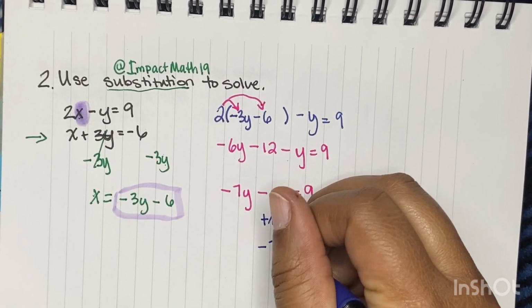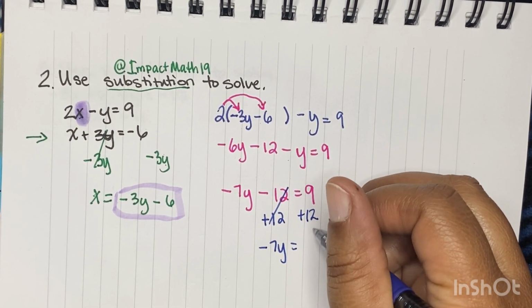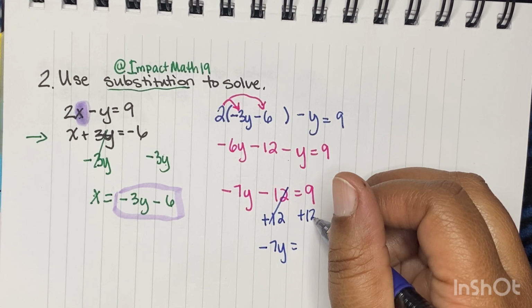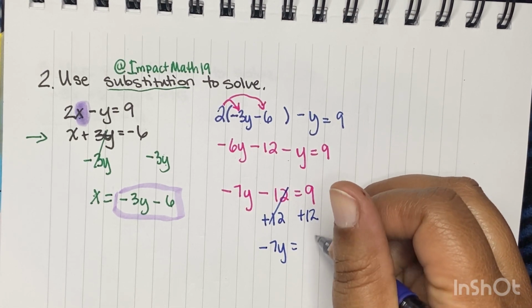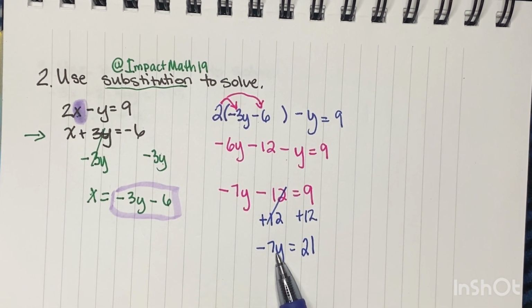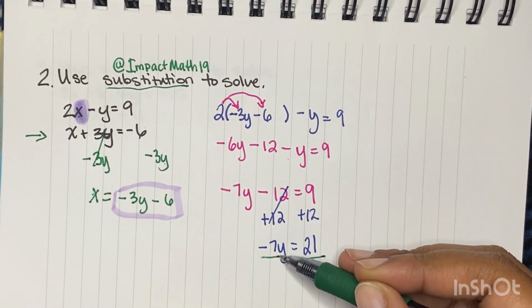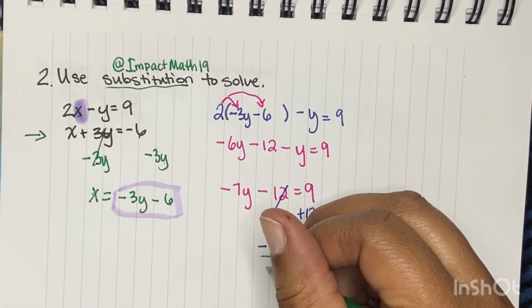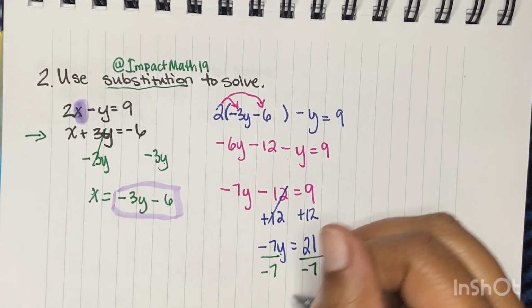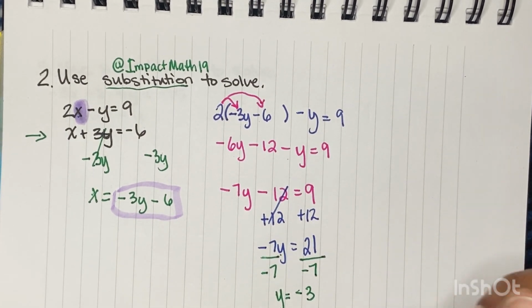And we get negative 7y equals 9 plus 12 is going to be 21. And then whenever you have a number attached to a letter, they're multiplied together. So how do we undo multiplication? We divide. And we divide by whatever is with the letter. So I'm going to divide by negative 7. So y equals negative 3.